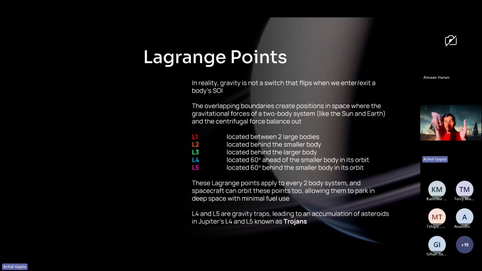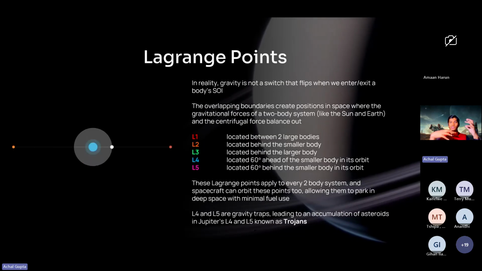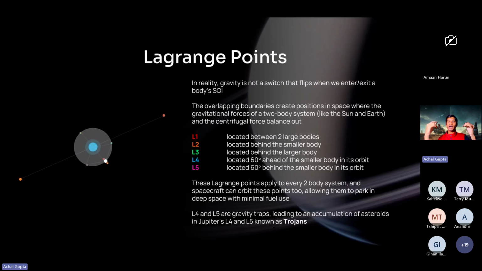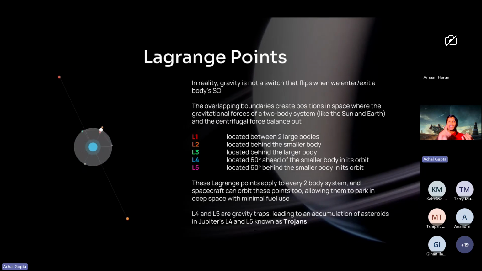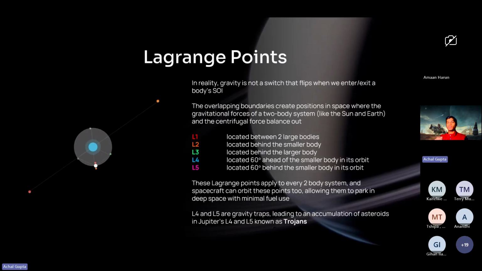There are 5 points. L1 is located between the two bodies, right? Then you have L2, which is located behind the smaller body. You have L3, which is located behind the larger body. And then you have L4 and L5, which are 60 degrees ahead and 60 degrees behind the smaller body in its orbit. So if you look carefully, L3, L4, and L5 form an equilateral triangle in the circular orbit of the second body compared to the first.